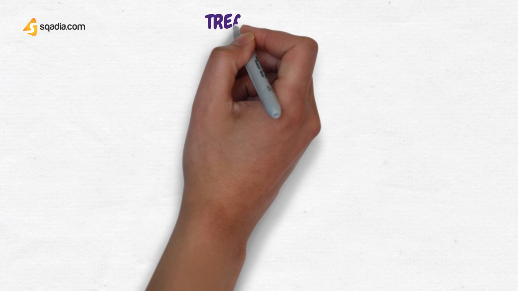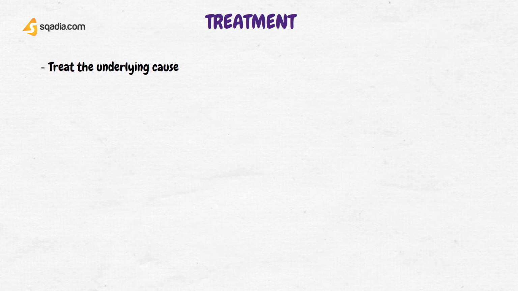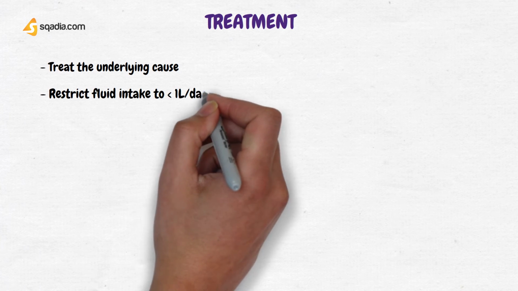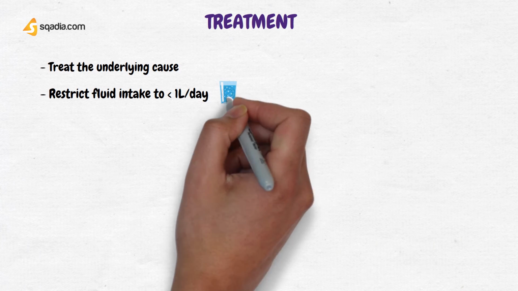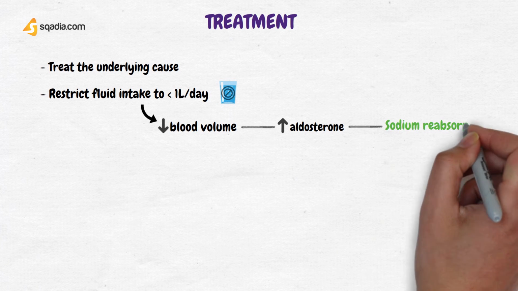So how do we treat SIADH? The first rule is to make sure that you treat the cause, whether that be infections requiring antibiotics or malignancy requiring surgery. Next, we should restrict fluid intake in patients with SIADH to no more than 1 liter per day. This allows decrease in blood volume and increase in aldosterone, whose function is to reabsorb sodium from collecting tubules.